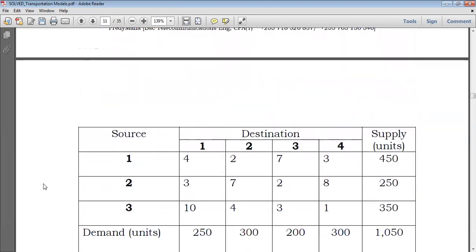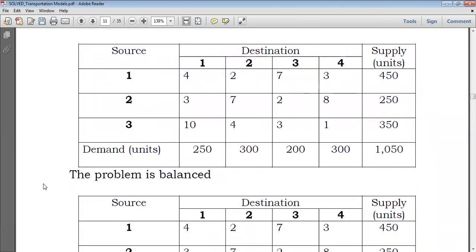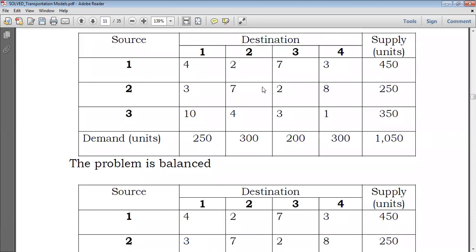So now let's go. I've just recopied the question here. So this was our question, and the problem is balanced. Now, how do we make an allocation? So you just find the least cost among these ones: 4, 2, 3, 1, 3, 7, 2, 3, and here 10, 4, 3, 1. So 1 is the least cost. So if 1 is the least cost, we have to make an allocation here.